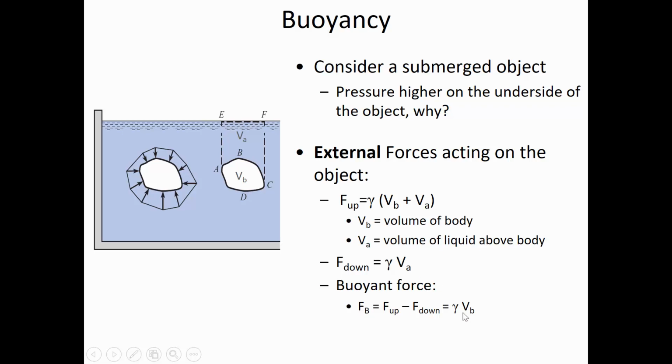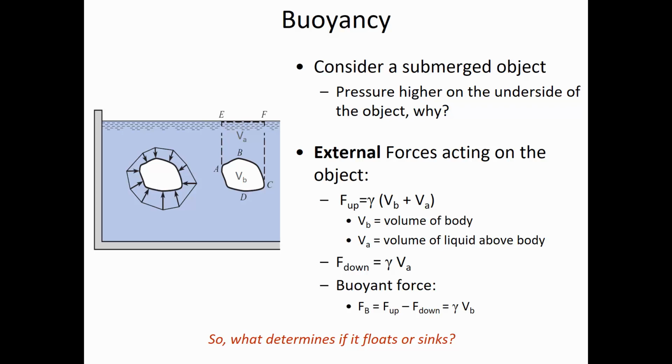The buoyant force is the unit weight times the volume of the submerged object. Here we're calling this whatever the body is, object B. So anytime something is submerged, there's going to be a buoyant force.